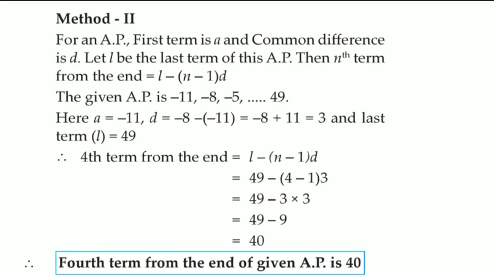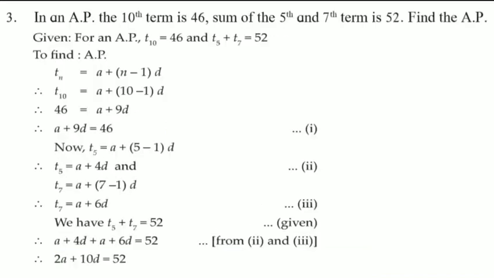Question number 3. In an AP, the 10th term is 46. Sum of 5th and 7th term is 52. Find the AP. So in this question, two conditions are provided to us, and by using those two conditions, we have to find the AP.